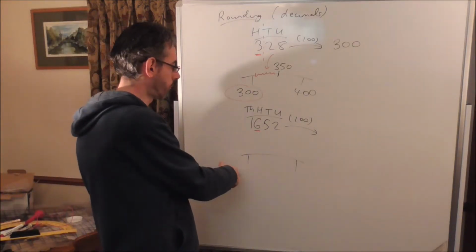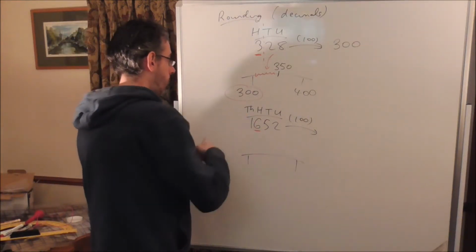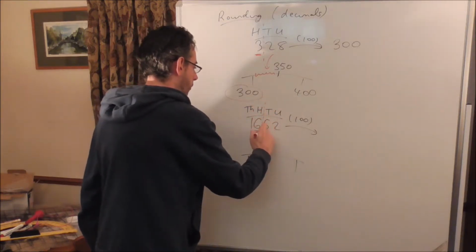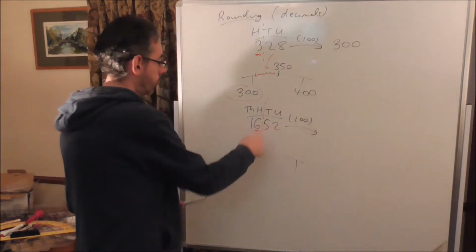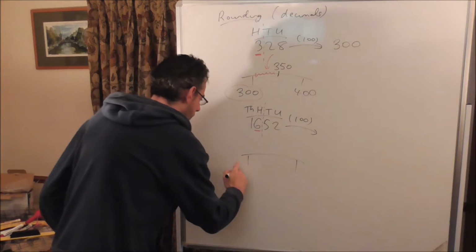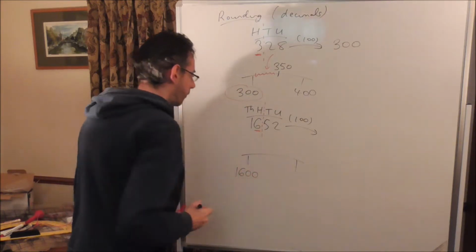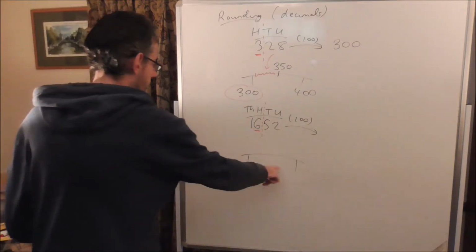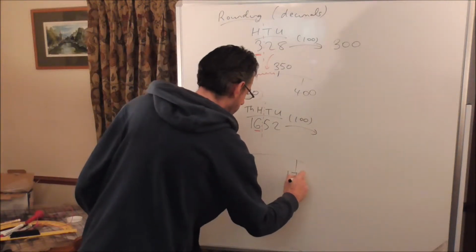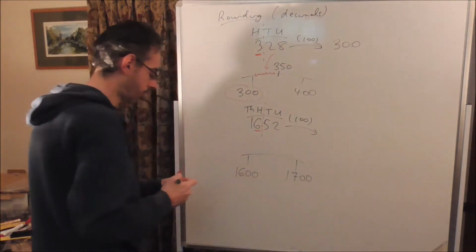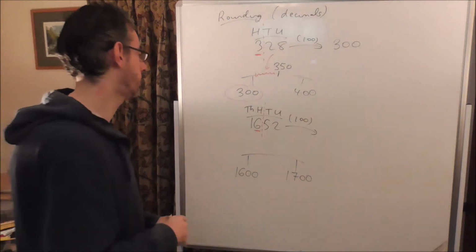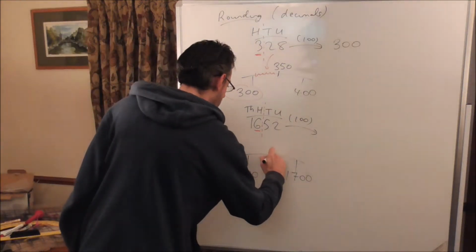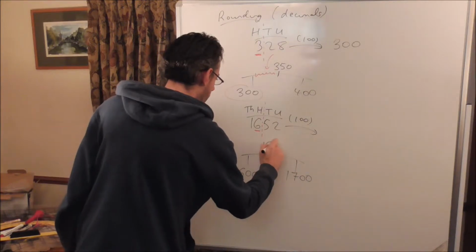To get the hundreds number directly below this number, just get rid of everything to the right of the hundreds digit. So get rid of the tens and units, replace them with zeros. So 1,600. The next hundreds number after that is 1,700, just adding 100. And this number's somewhere in between. Which one is it closer to? Well, again, it'd be useful to have the number in the middle, which is 1,650.